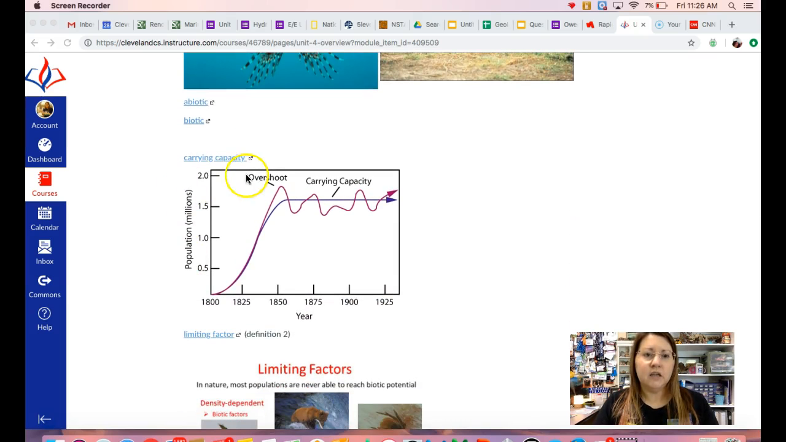Carrying capacity. This graph is a nice graph of carrying capacity because it shows reference to the population and also variation of the population in relation to carrying capacity. So the carrying capacity line that we see here is this particular population in millions, and that carrying capacity is basically just the amount of organisms that the particular habitat can support based on the natural resources that are available.